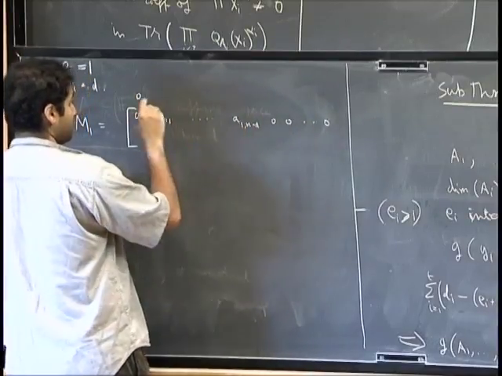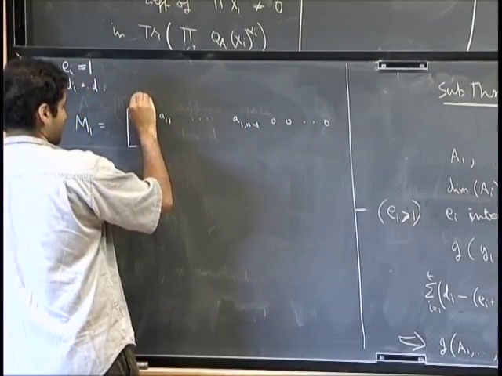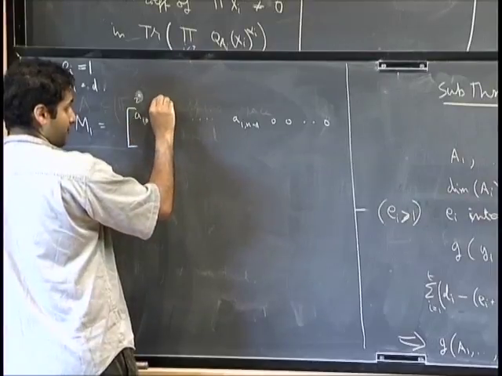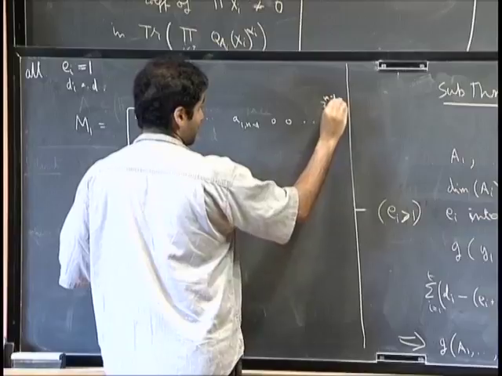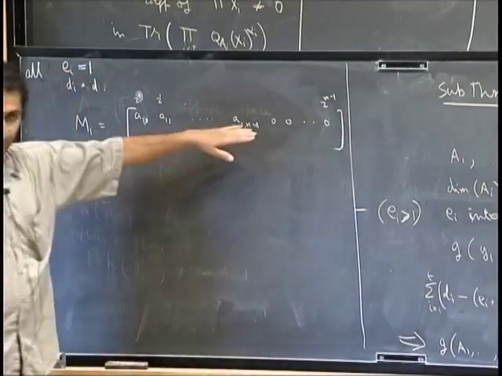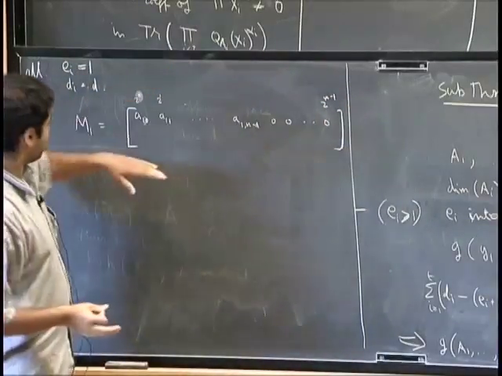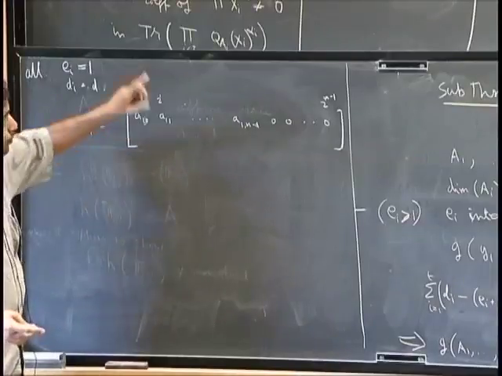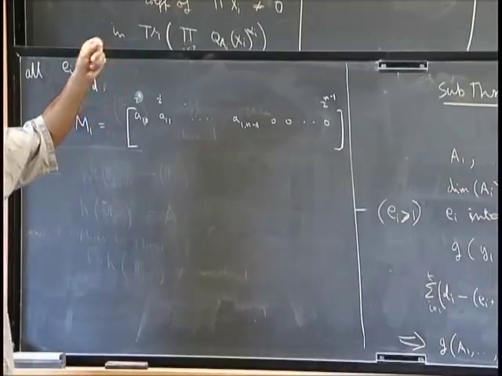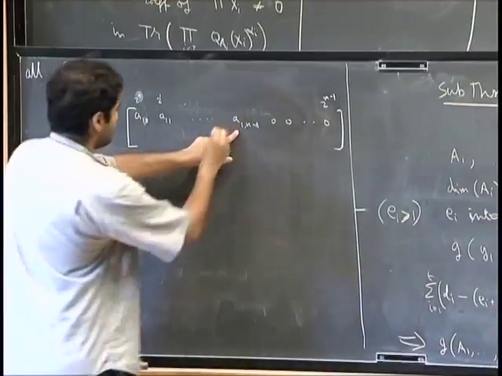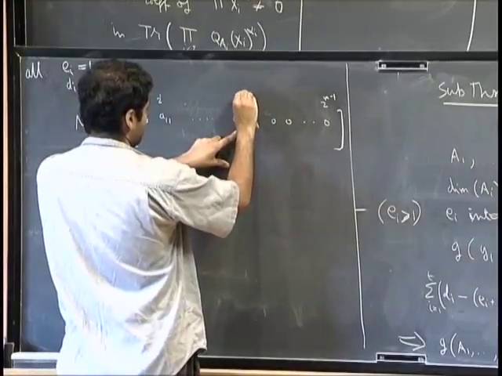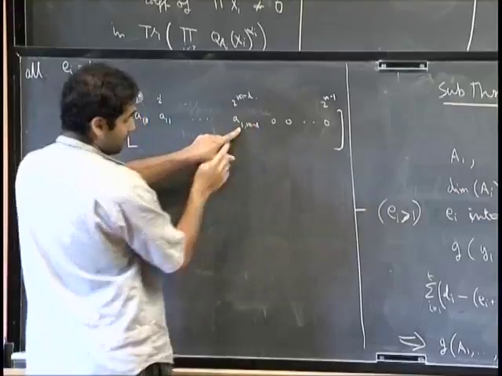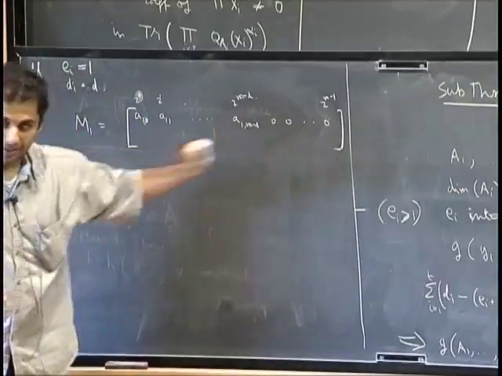So I am taking all the powers of 2. This is the coefficient of x to the 2 to the 0, this is the coefficient of x to the 2 to the 1, etc. This is the coefficient of x to the 2 to the m minus 1, and we know that this happens to be 0, because QA1 is a polynomial of degree only n minus d. So already at 2 to the m minus d we saw the last non-zero coefficient, after that it is all zeros.